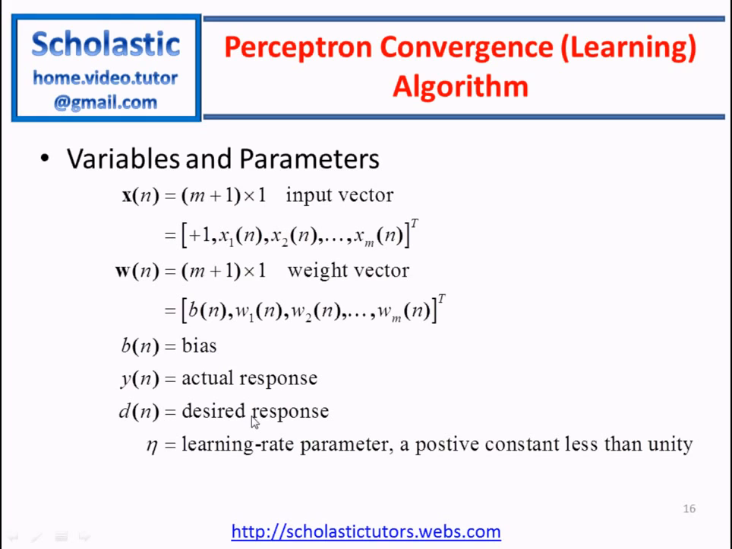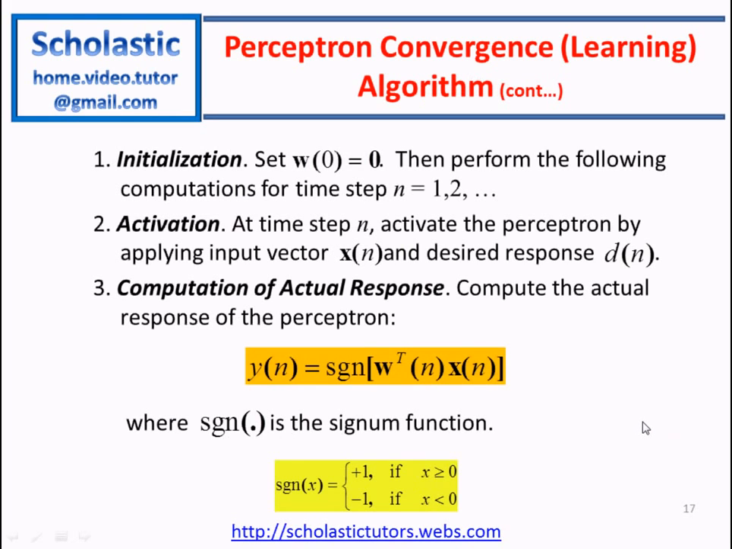So we'll see how it happens anyway. There is another parameter that we are going to use here called the learning rate parameter. It's a positive constant less than unity. So let's see how we are going to use all these parameters together. First of all, we have to initialize the weights to 0. If you don't know the correct weights, the first step is to initialize them and then perform the following computation for time step n equal to 1 up to the number of times that you want to iterate.